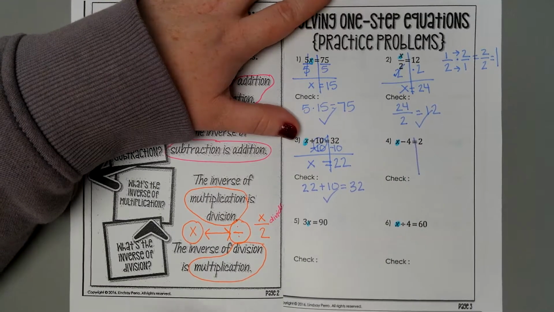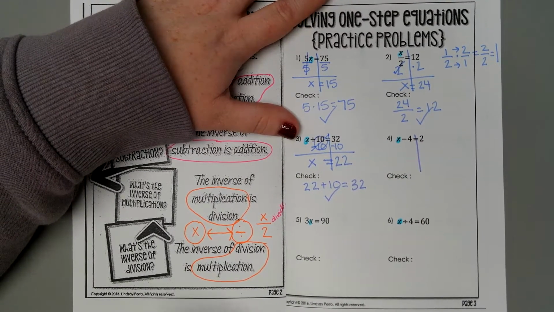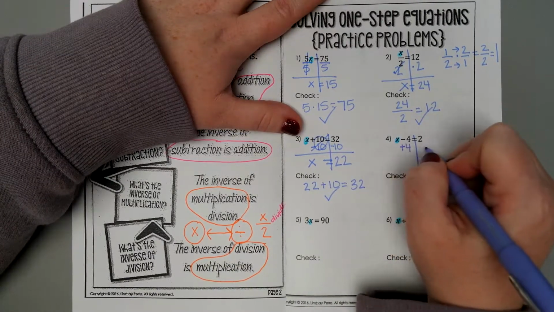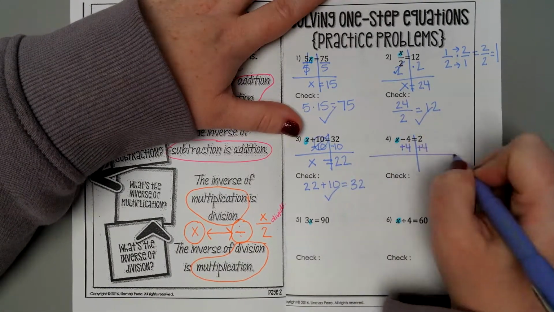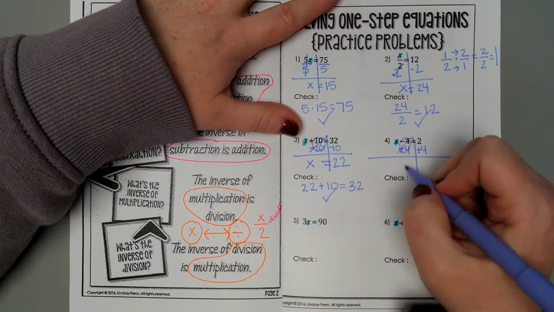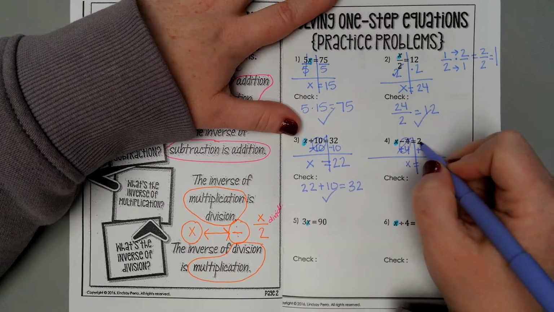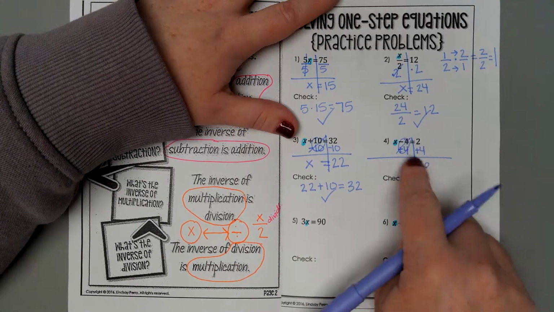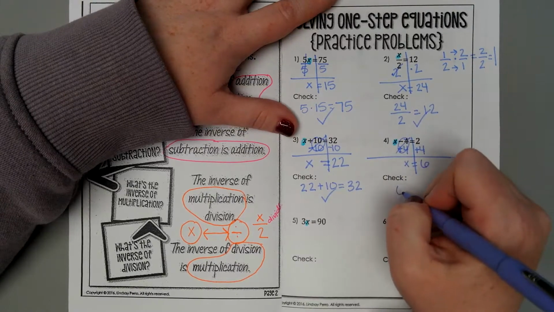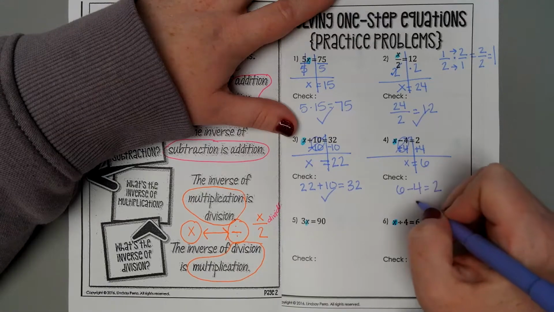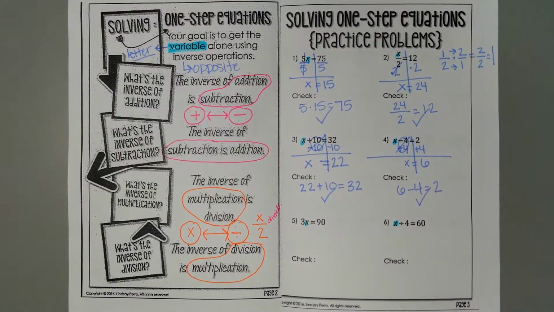Last one we're going to do together. x minus 4. The inverse of minus is to add. And since they're opposites, they equal 0, leaving us with only x. And it says 2 plus 4, x is now 6. If we plug our 6 in for x, it gives us 6 minus 4 equals 2. And it does indeed equal 2.